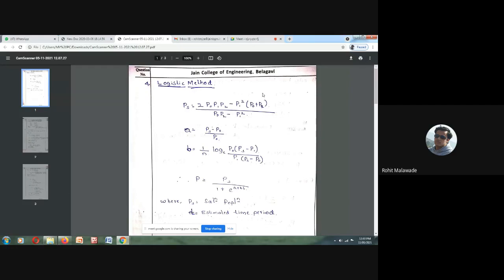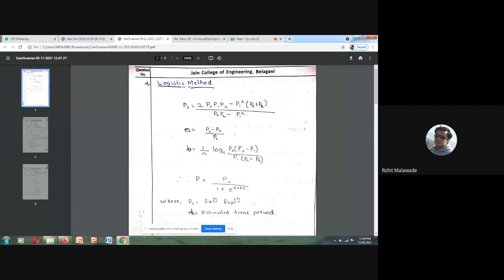Now from the logistic curve method, we are going to determine the saturation population Ps. I have just told you that the population is going to increase to its maximum saturation value. We are also going to determine A and B, the two constants, using different formulas. The saturation population can be calculated by the formula Ps = 2 P0 P1 P2 minus P1 square (P0 plus P2), divided by P0 P2 minus P1 square. I will just let you know what P0, P1, P2 are.